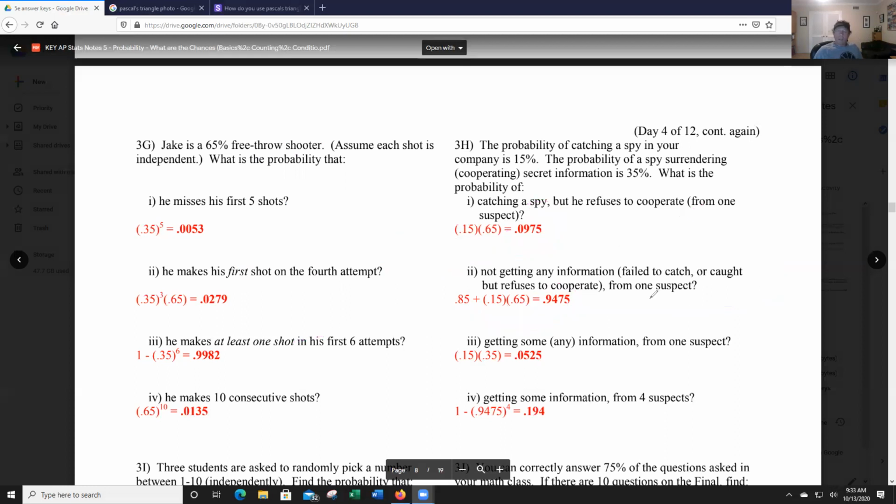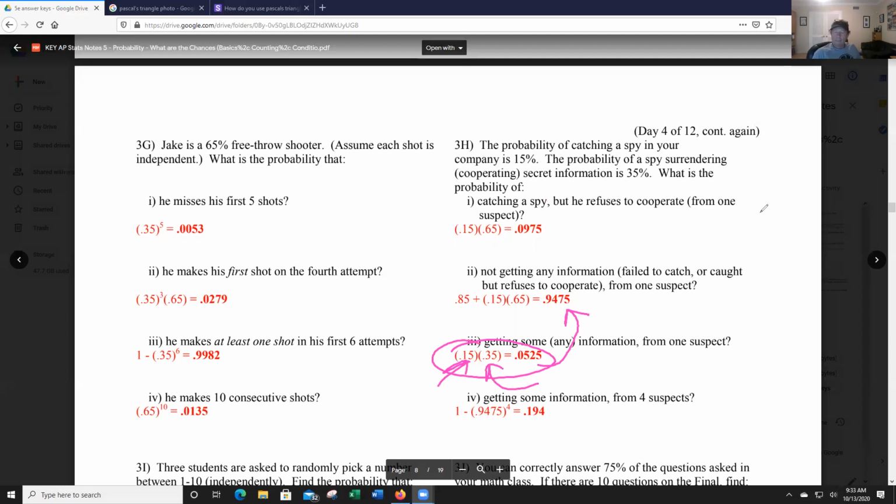All right. Getting some information from one suspect. So getting some information would be this. That's basically the complement of that problem. There's only one way to get information. You have to catch them, 15%, and then they got to talk, 35%.